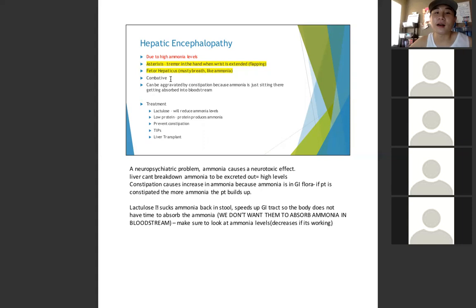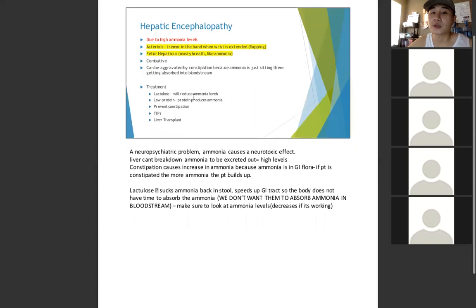Fetor hepaticus is the musty breath like ammonia. It smells like ammonia, like when we pee, we smell the ammonia. It smells like pee in the mouth, basically. They will be very combative, like just wanting to fight, because they are so confused because of the high ammonia level in the body. It can be aggravated by constipation because ammonia is just sitting there getting absorbed into the bloodstream. So for treatment, lactulose will reduce the ammonia level.